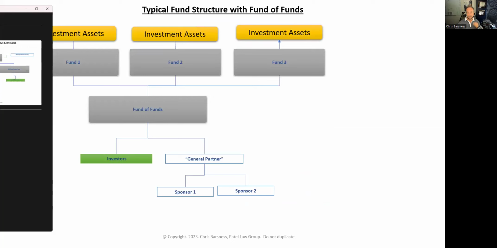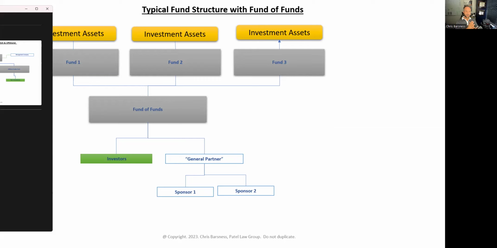Now, a fund of funds is similar. The fund of funds is down here in the middle, the gray box. That's also an investment fund, a limited partnership or an LLC usually, and that is set up to raise capital from investors. It has a general partner or a manager, someone who's running the fund of funds and making decisions. And the difference between the master feeder structure and a fund of funds is diversifying. They're investing in multiple different funds or investment opportunities.